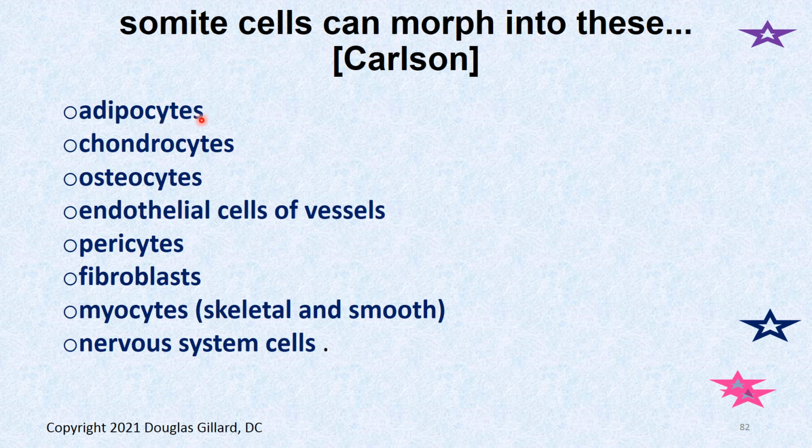Fat cells, adipocytes, chondrocytes, osteoclasts, endothelial cells, which are the inner lining of the blood vessels, pericytes, which are down in the venules, which you probably learned in histology, fibroblasts, myocytes, so smooth muscle cells and skeletal muscle cells, and nervous system cells. So I'm just scratching the surface. These somite cells do a lot more than make muscle and bone and things like that.